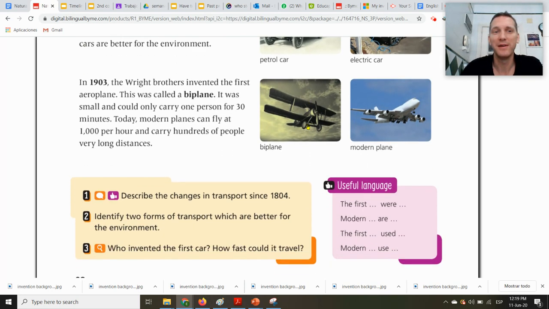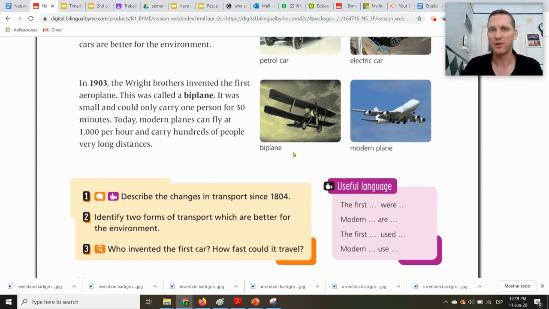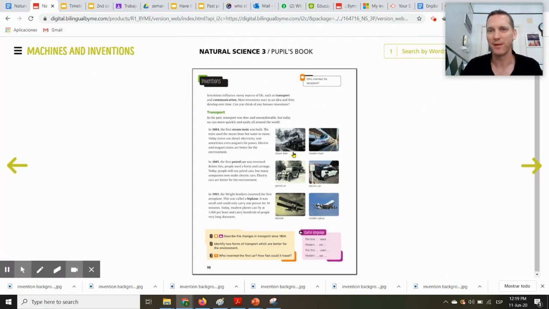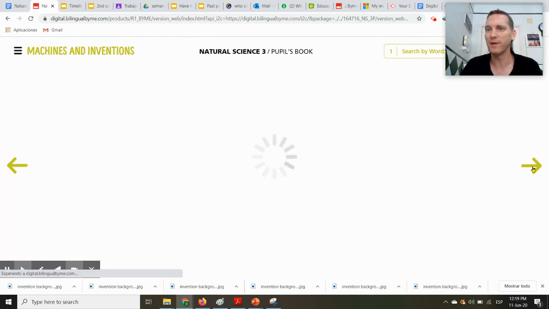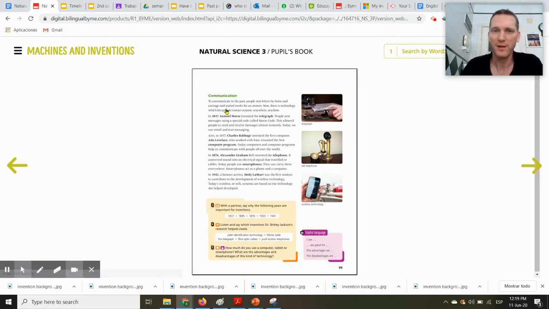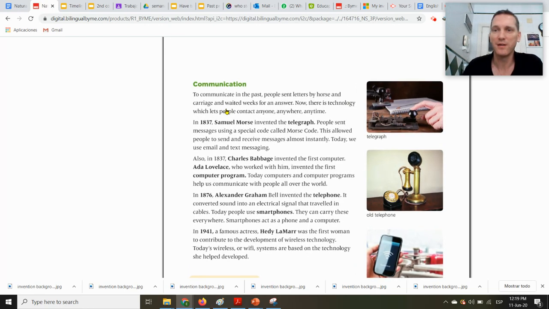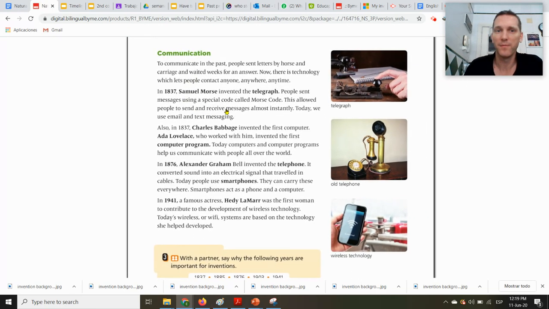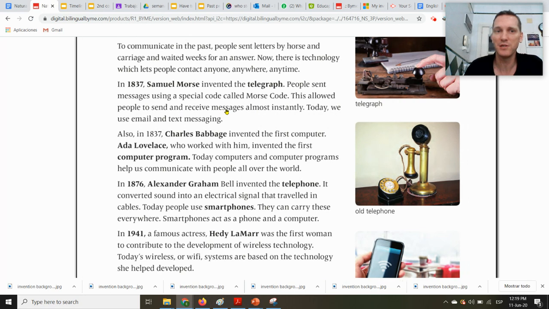In the year 1903, they invented the airplane. And think about how amazing this invention was. Now, humans can fly. So those are some important inventions in transport. The next page gives us 4 examples of inventions in communications.